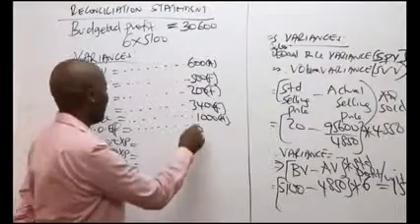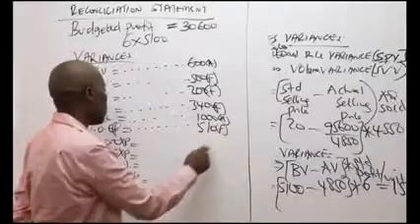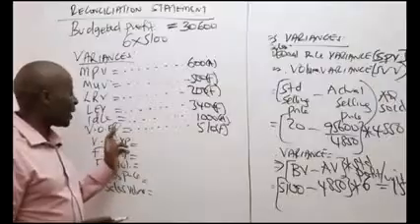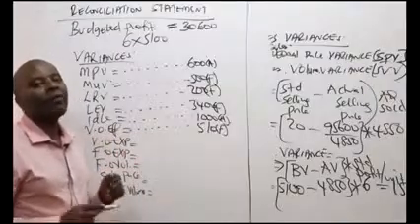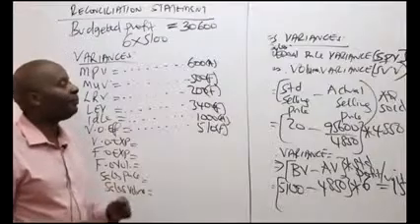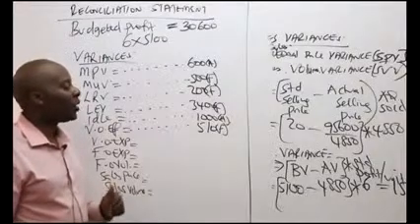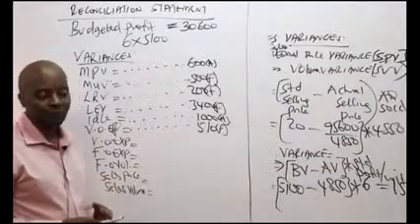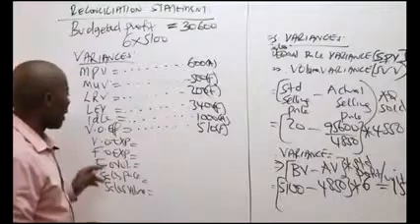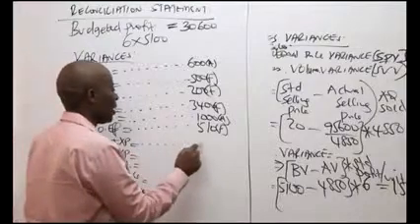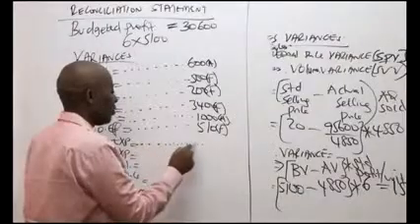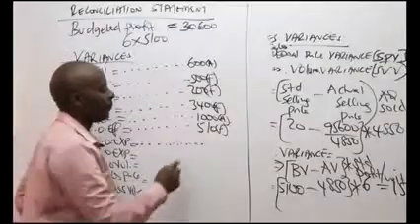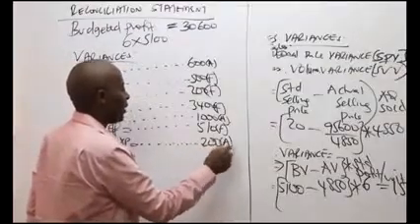510F. Are you sure? Please look at this again, variable overhead efficiency variance. Is it 510 favorable? Someone to confirm for us. Is it 510 favorable really? Yes. How about variable overhead expenditure? What do we have here? 200 adverse. Thank you very much.